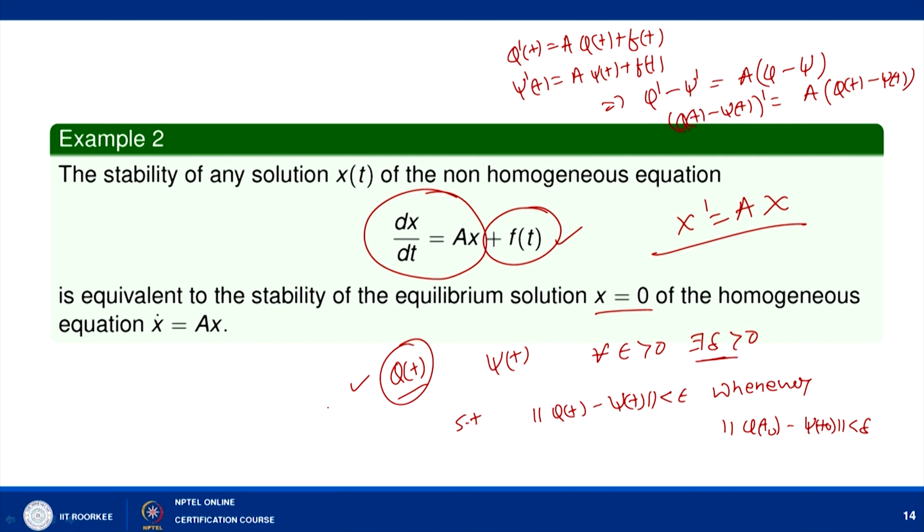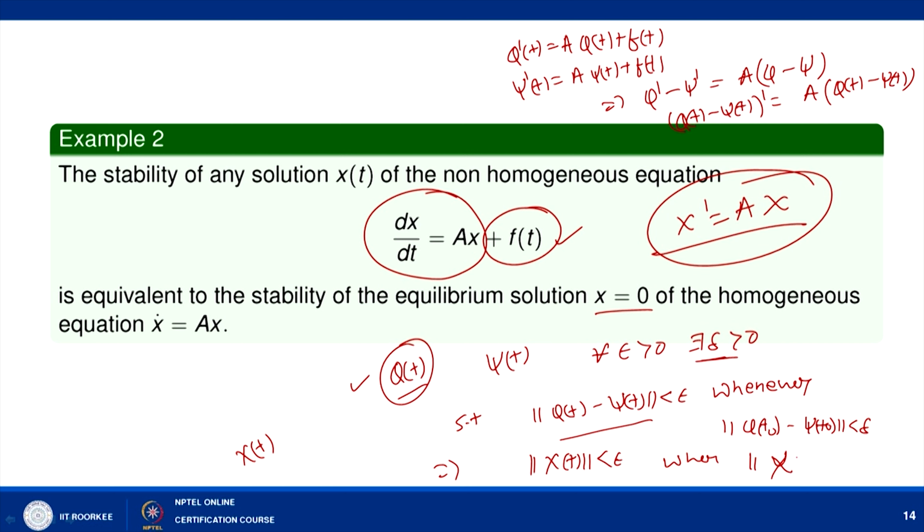So, the stability of phi(t) is equivalent to showing that the zero solution of x' = Ax is stable, because I can call the difference phi(t) minus psi(t) as x(t). Then the condition is that the norm of x(t) is less than epsilon whenever the norm of x(t0) is less than delta, where x(t) is an arbitrary solution of x' = Ax. So, this statement is equivalent to the statement that, letting x(t) be an arbitrary solution of x' = Ax, for every epsilon greater than 0 we find a delta such that the norm of x(t) is less than epsilon whenever the norm of x(t0) is less than delta. So, these two statements are equivalent.